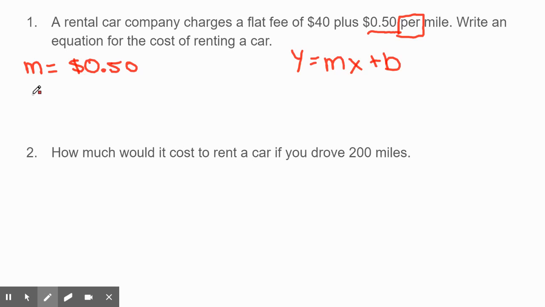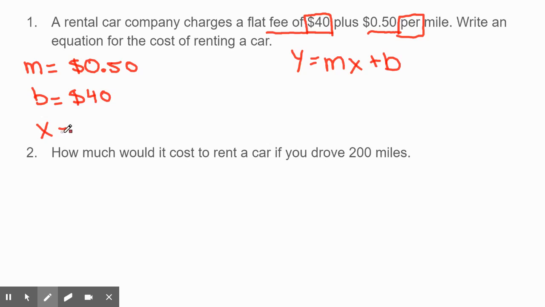Let's go to b first. Our b is usually represented by something that can't change. It's fixed. It's one time. So a rental car company charges a flat fee of $40. We know that fee is $40 no matter what. No matter how far I drive, I'm paying that $40. So our b is $40.